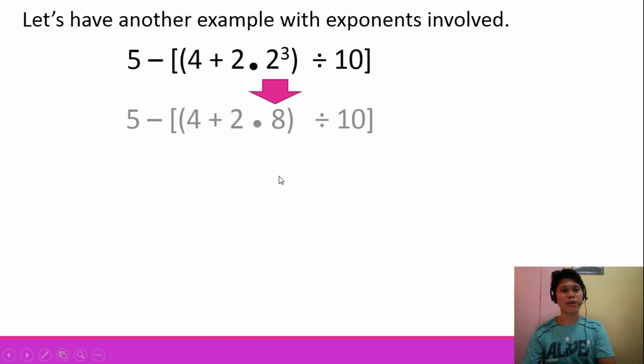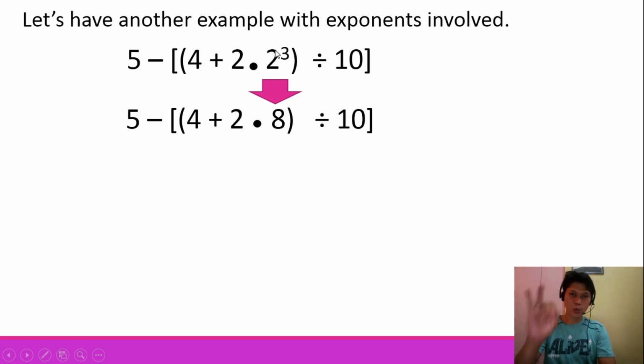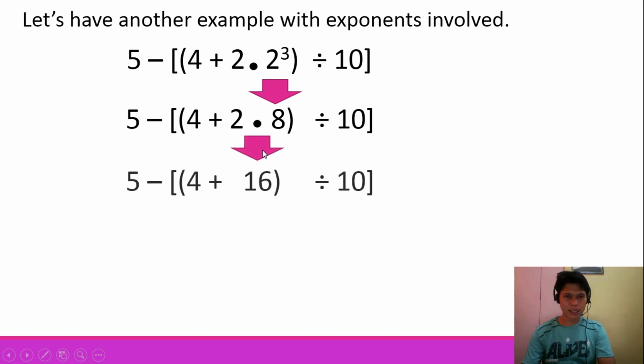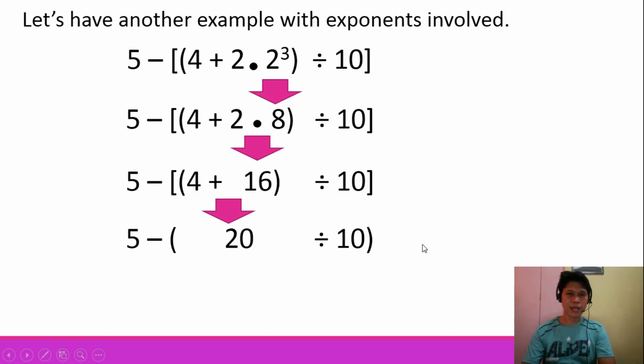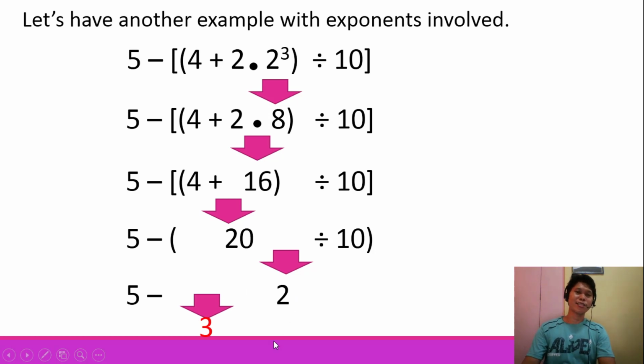So 2 raised to the power of 3 is 8. Remember, it is 2 raised to the power of 3. It doesn't mean 2 times 3, which is 6. It is 2 times 2 times 2, which is 8. And then copy the rest. And then this time we perform 2 times 8 is 16. And then copy the rest. So 4 plus 16 is 20. And we remove the parentheses grouping symbols. So these brackets become parentheses. And then 20 divided by 10 is 2. And then 5 minus 2 is 3. And our answer is 3.